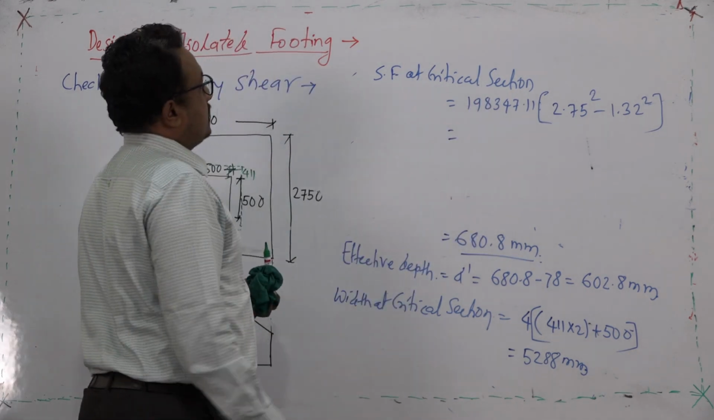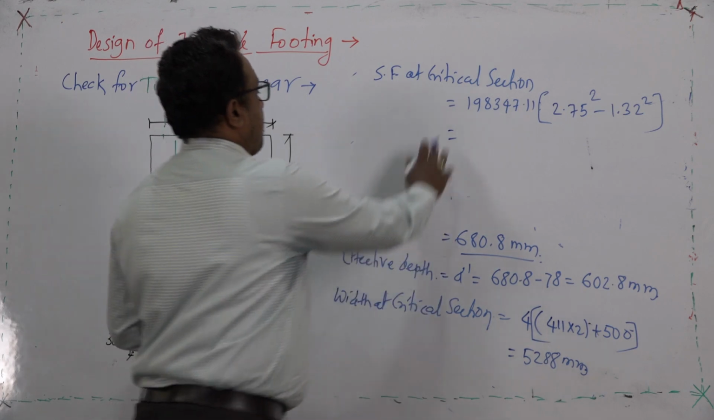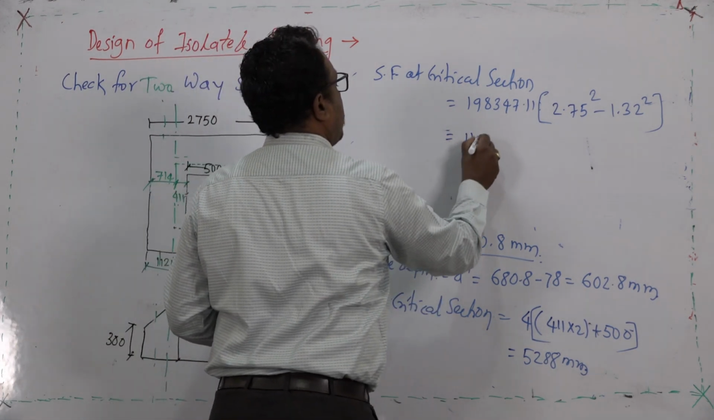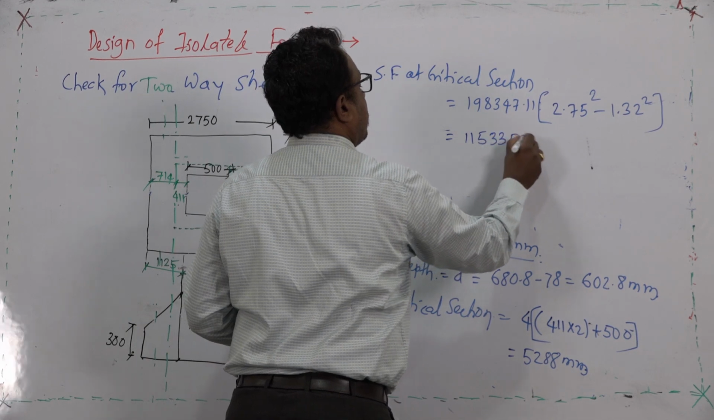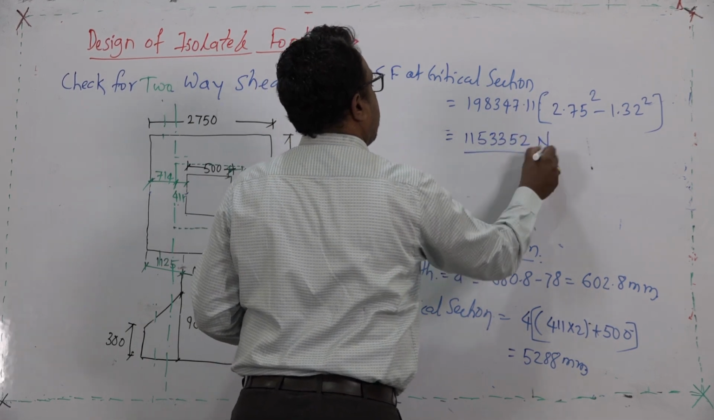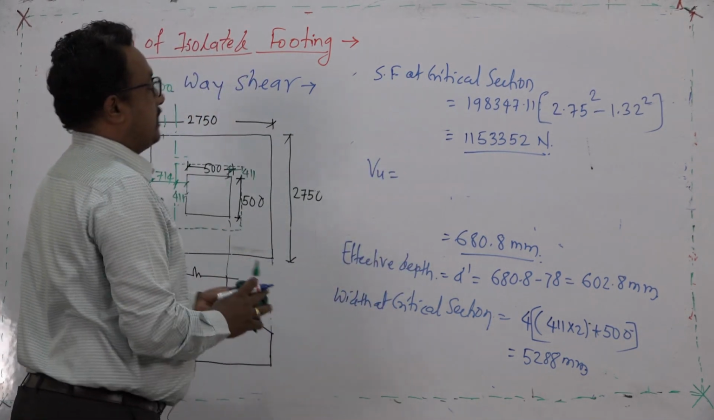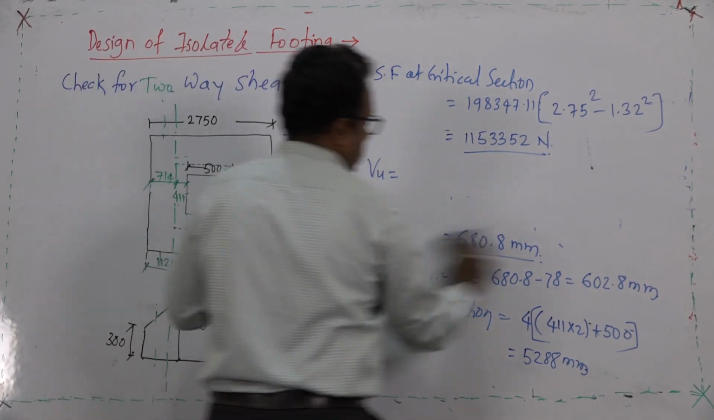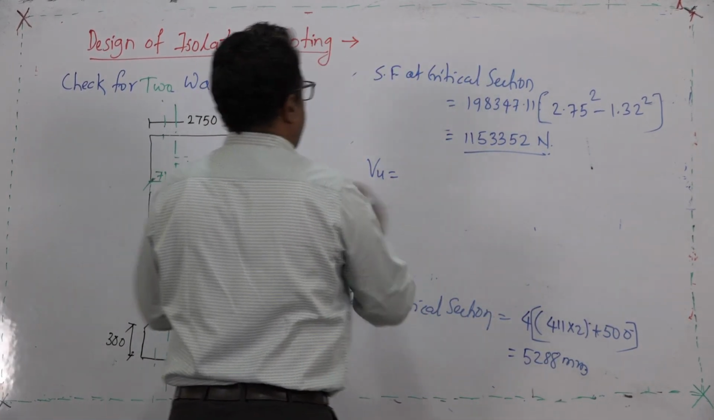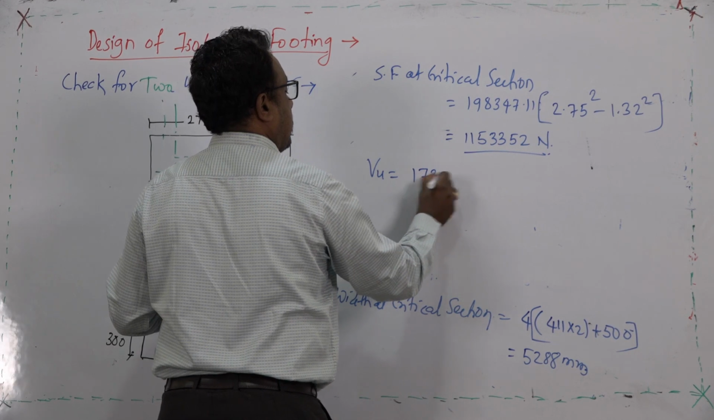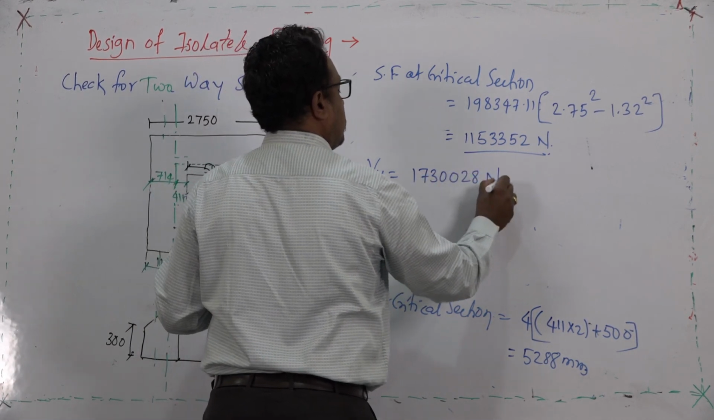So, if you work out this, then the shear force at critical section will be how much? 115,352 Newton. So, again the value of Vu, which is the factored shear force, is 173.0028 Newton.